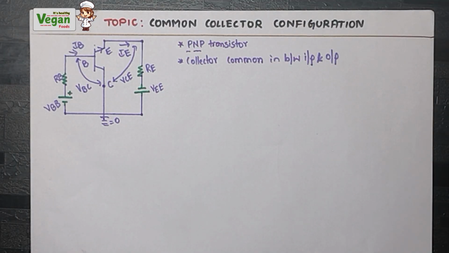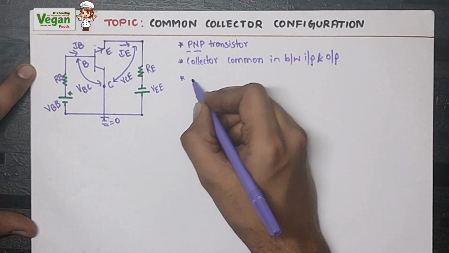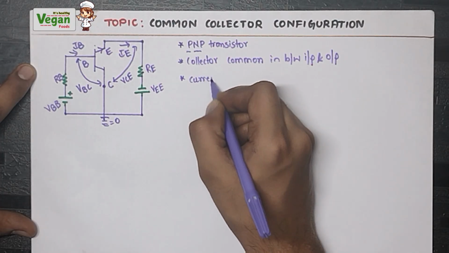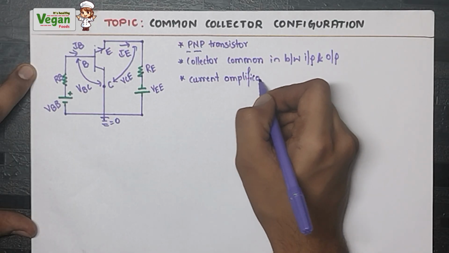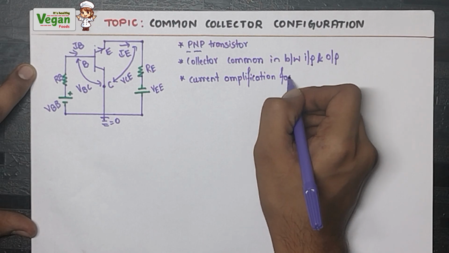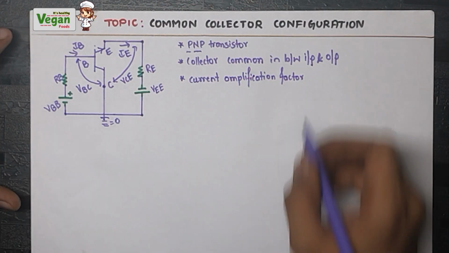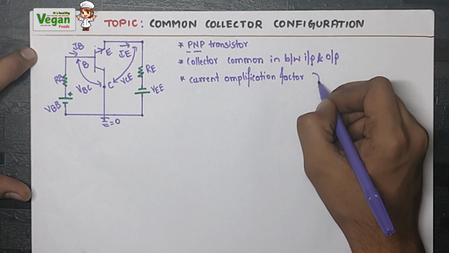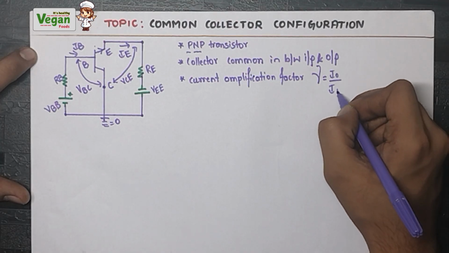Now let's design the common collector configuration. First, the important thing we must define is the current amplification factor. In the common collector configuration, the current amplification factor will be represented using the gamma symbol. So gamma is equal to output current divided by input current.